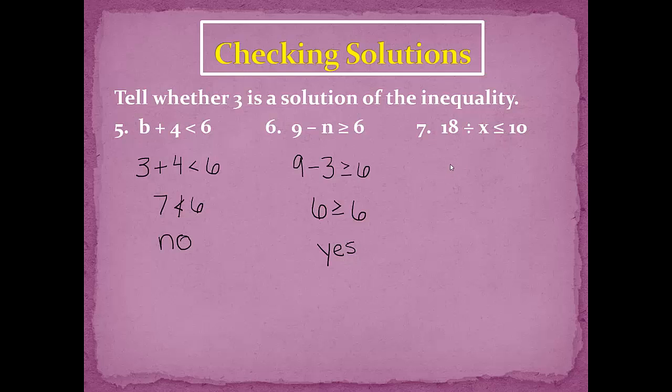And for number 7, we have 18 divided by x is less than or equal to 10. So we'll have 18 divided by x, and x would then be 3, is less than or equal to 10. 18 divided by 3 equals 6. So we have 6 is less than or equal to 10. And 6 is less than 10. So this would be a solution. So we can write yes.